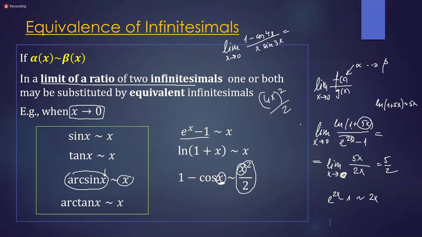Using this substitution here, cosine of 4x is equivalent to this. So I'm writing (4x) squared divided by 2. X is x. And sine of 3x is equivalent to 3x. As a result, x squared and x squared will disappear. We have 4 squared divided by 2, divided by 3. This is 16 divided by 6, or 8/3.